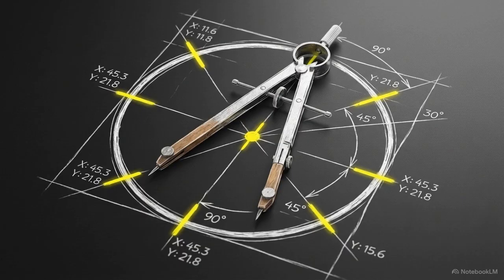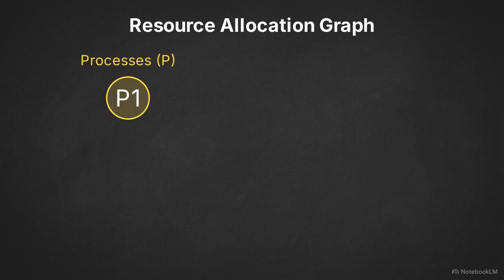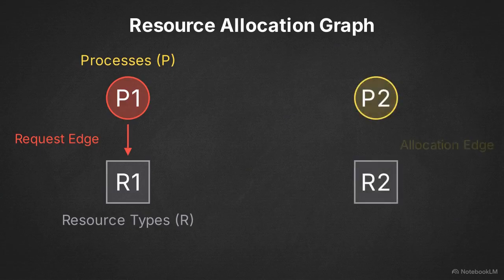System architects map these interactions using a primary geometric tool called a Resource Allocation Graph, or RAG. This graph uses a specific syntax to visualize the system state. Circles represent active processes, and squares represent passive resources. The first connection type is the request edge. An arrow pointing from a process to a resource means the program is actively blocked, waiting for access to that commodity. The second connection is the allocation edge.